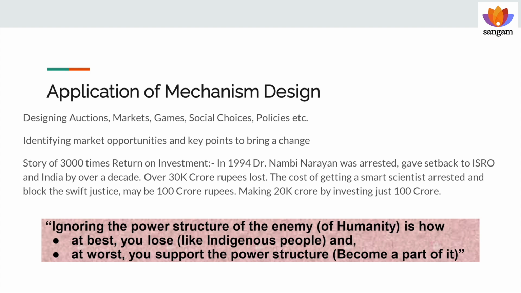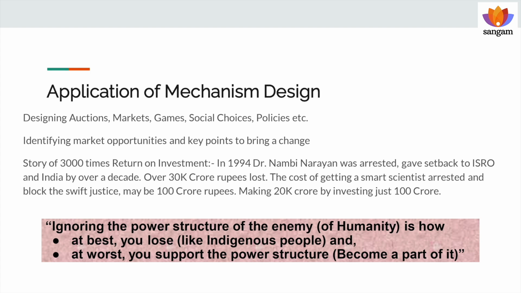So mechanism design in itself can be helpful in identifying market opportunities and bringing changes at a high level, but it can also be used against nations, against institutions, against people.